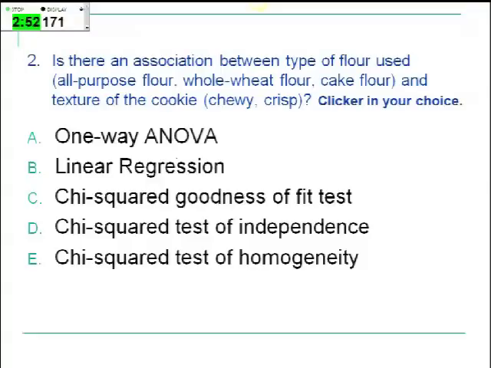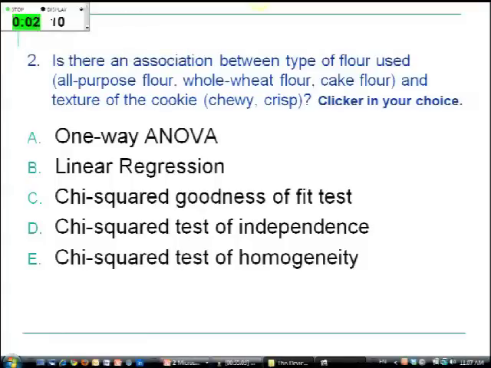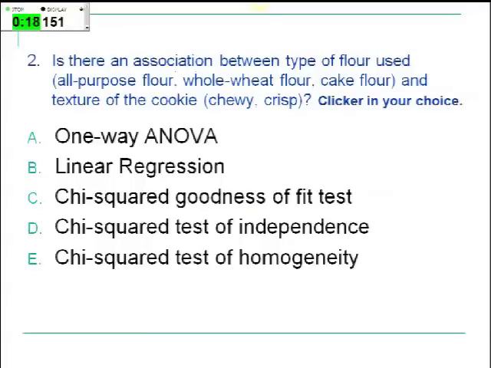Is there an association? Oops, I forgot to stop. Is there an association between the type of flour that's used and the texture of the cookie? There you go. Texture of the cookie is chewy or crispy. Type of flour used is all-purpose, whole wheat, or cake. Now you know which one, don't you? The two key words, relationship or association, but now this one has to be D.